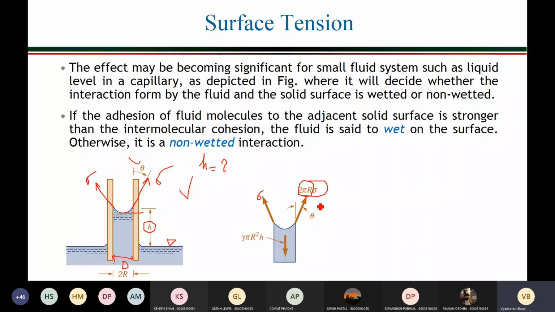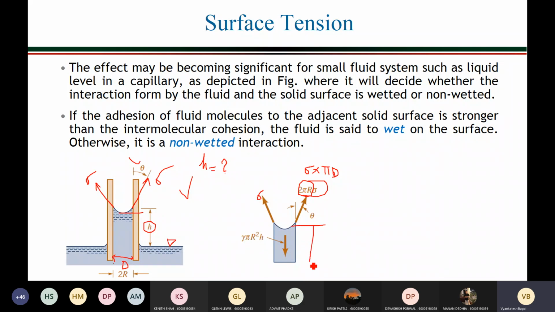If you are not comfortable with the symbol r, I would suggest you go with the symbol d, the diameter of the tube. So you can simply write this as the surface tension sigma multiplied by pi d, the circumference on which it acts. Sigma into pi d. And the vertical component of this force is balanced by the weight of the column.